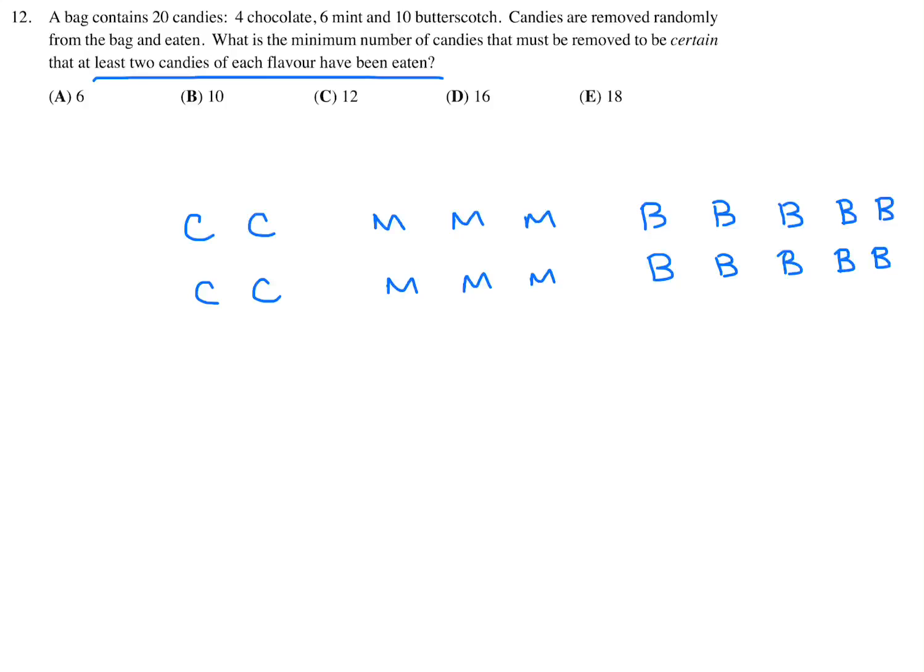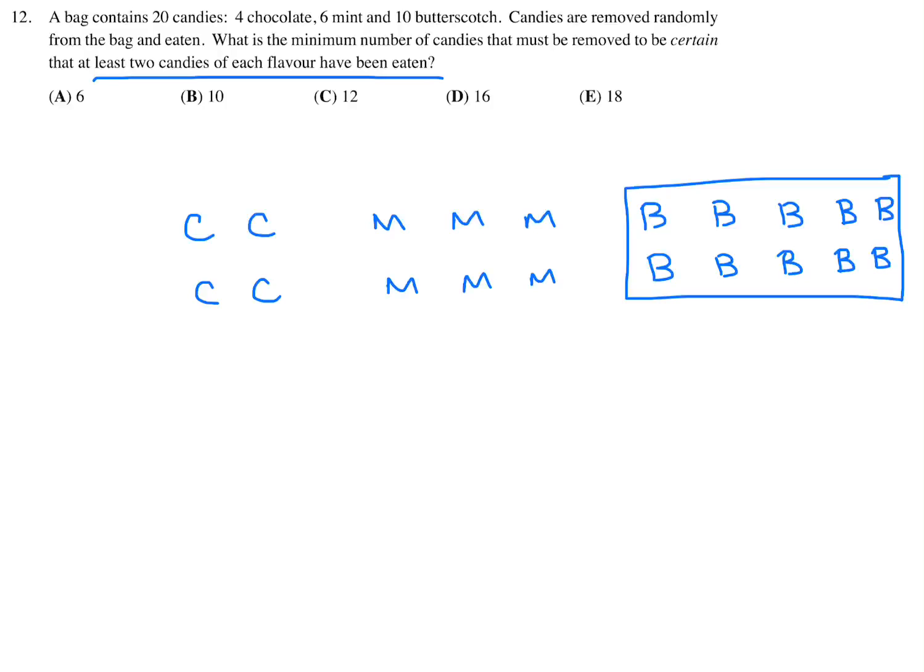So this is one of those extreme case scenario questions. If you were to, let's say, remove 10 candies, does that ensure that at least 2 of each have been eaten? Well, you might think, perhaps, right? Because 10 is a large number. But what if all 10 were butterscotch? Because remember, you're removing them randomly.